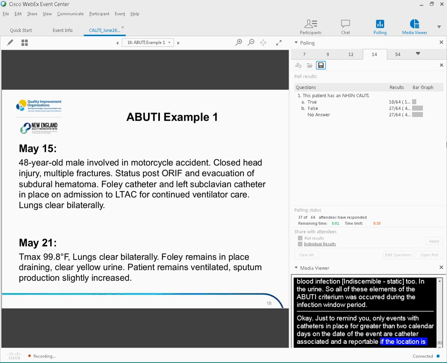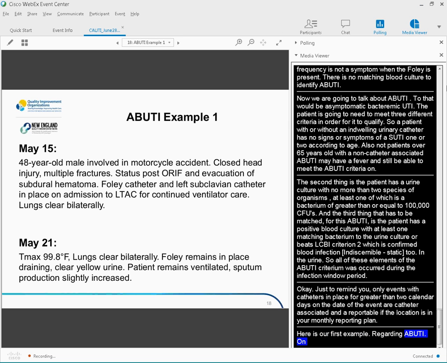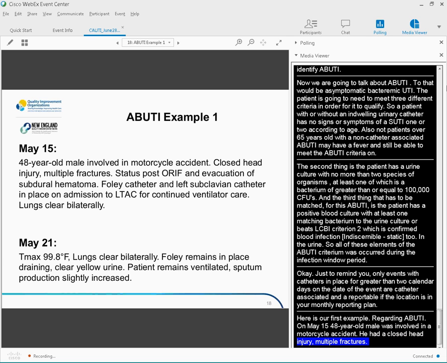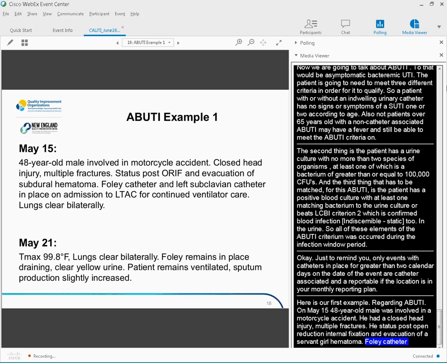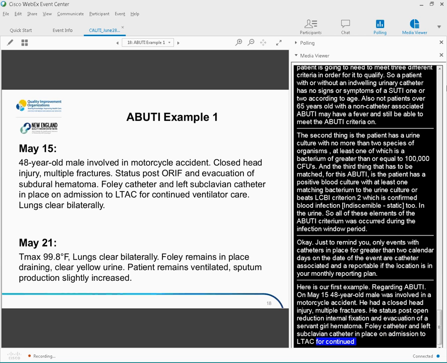All right, so here's our first example regarding ABUTIs. On May 15th, a 48-year-old male was involved in a motorcycle accident. He had a closed head injury, multiple fractures. He's status post open reduction, internal fixation, and evacuation of a subdural hematoma. Foley catheter and left subclavian catheter are in place on admission to an LTAC for continued ventilator care. His lungs are clear bilaterally.